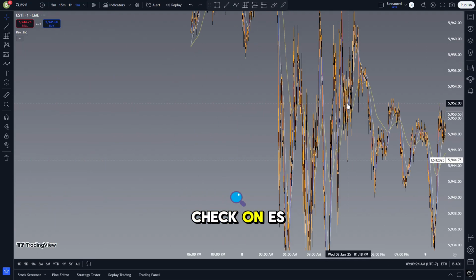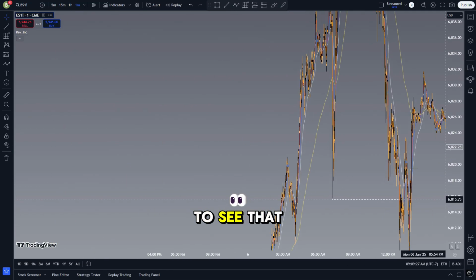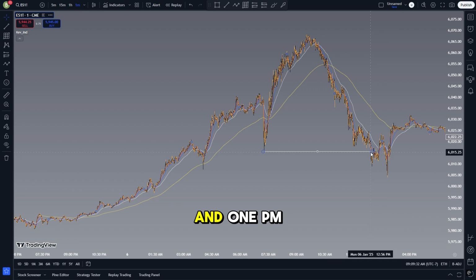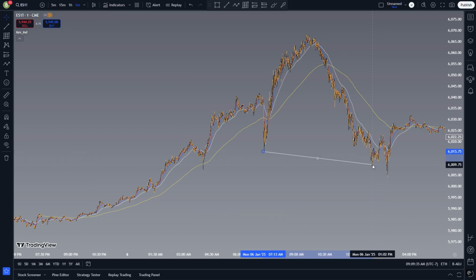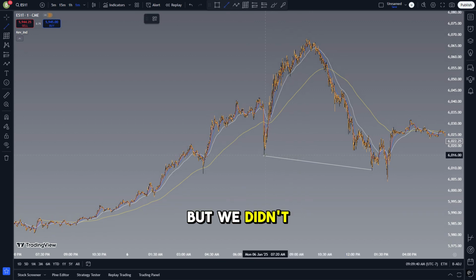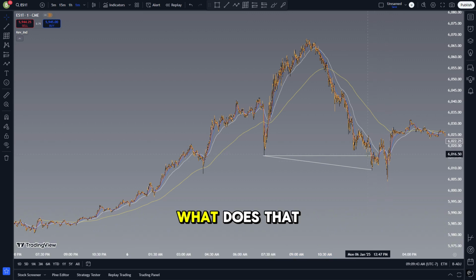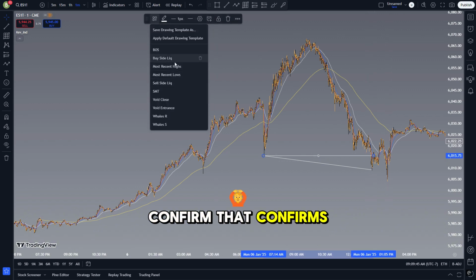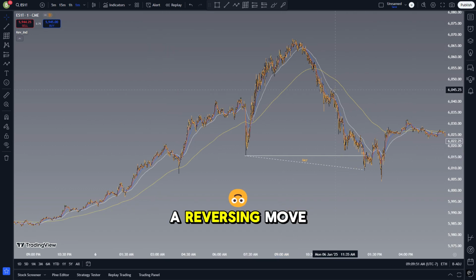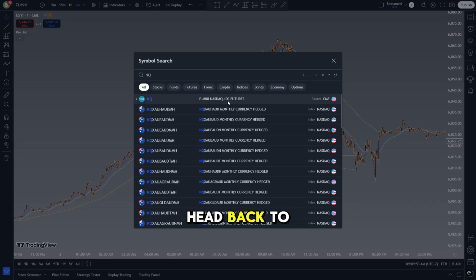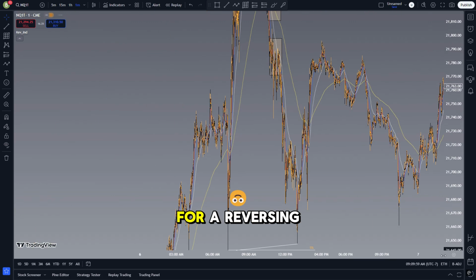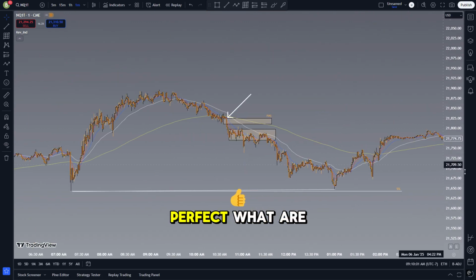If we go check on ES, we're actually able to see that, okay, let's line everything up, 7:16 and 1 p.m. 1 p.m. is down here. That is a sweep of market, but we didn't get that sweep on NQ. What does that confirm? That confirms our SMT. From there, that's when we could be expecting a reversing move. So we could head back to NQ, look at market structure, and see what it's going to give us for a reversing trade. Okay, perfect.